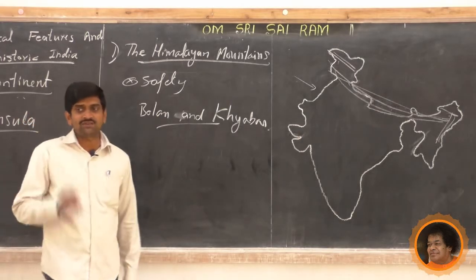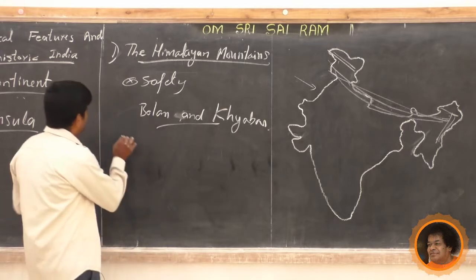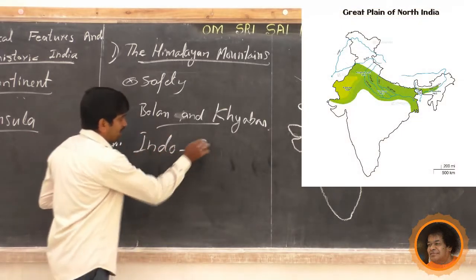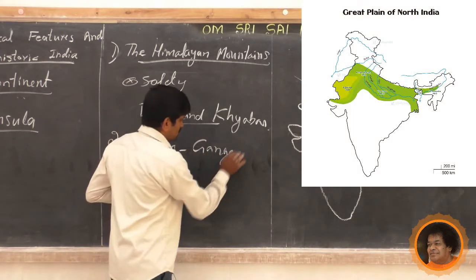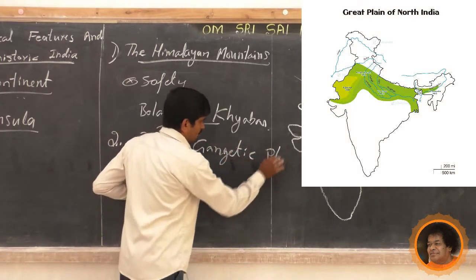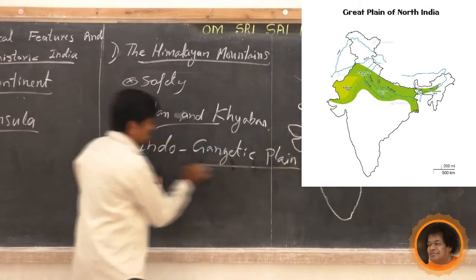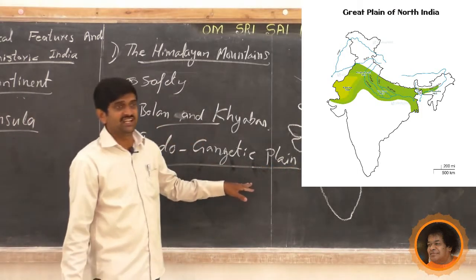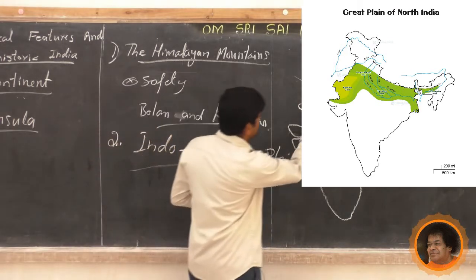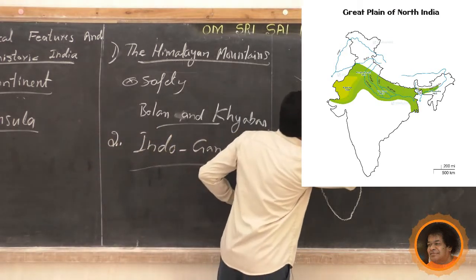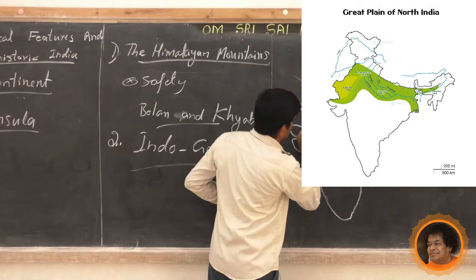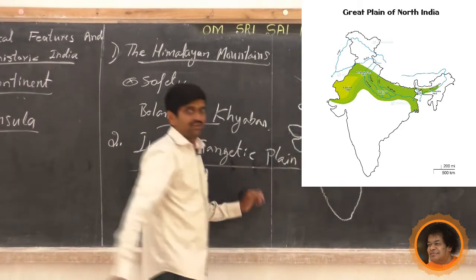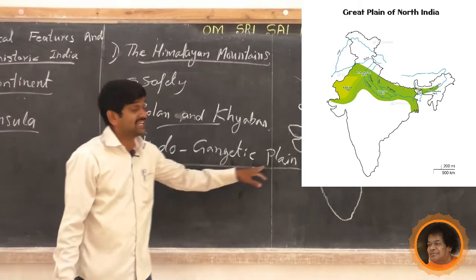Next, the second one is the Indo-Gangetic Plain. This is also in northern India. So this is the area. See, this is the area where we have the Indo-Gangetic Plains.